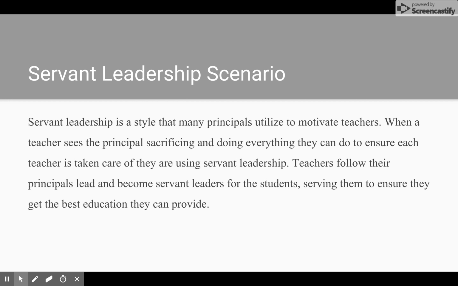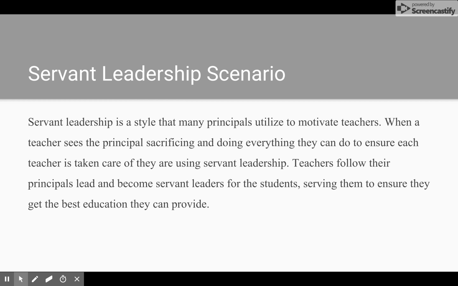Servant leadership is a style that many principals utilize to motivate teachers. When a teacher sees the principal sacrificing and doing everything they can to ensure that the teacher is taken care of, then they are using servant leadership. Teachers follow their principal's lead and become servant leaders for the students, serving them to ensure that they get the best education that they can provide.